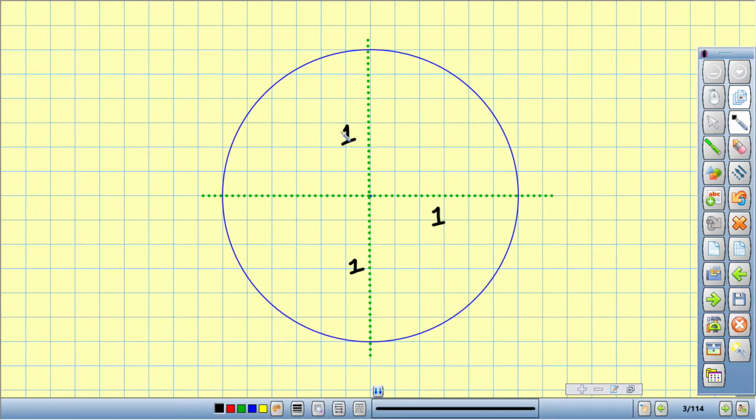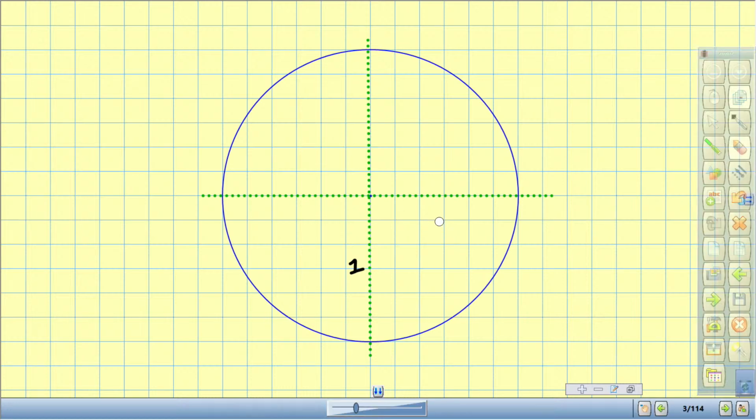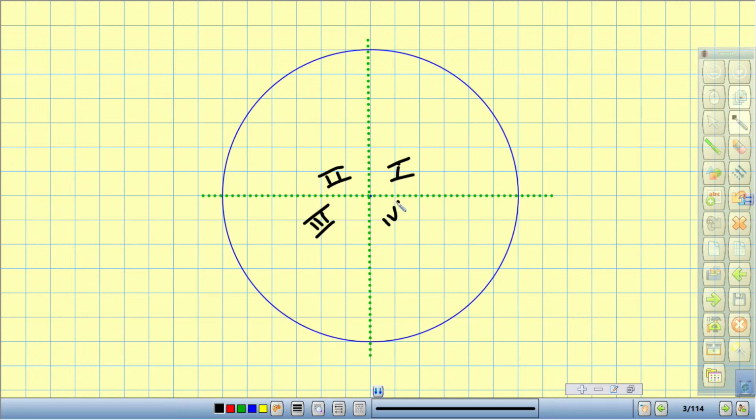Also, understand that we're talking about a circle that's got 4 different quadrants. This is quadrant 1. This is quadrant 2. This is the third quadrant. This is the fourth quadrant. Quadrants.